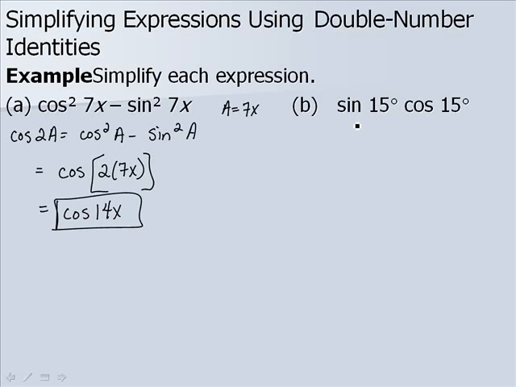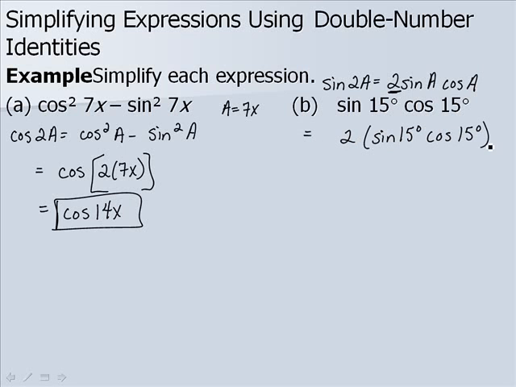Now this expression in part B, sine 15 degrees, cosine 15 degrees, is almost our sine of 2 theta, or sine of 2a, which was 2 sine a cosine a. What we're missing is the multiplication by 2. So we're going to change this and multiply it by 2. But we can't just arbitrarily multiply by 2, so to make it multiplication by 1, which is allowed, we'll also multiply by 1 over 2.